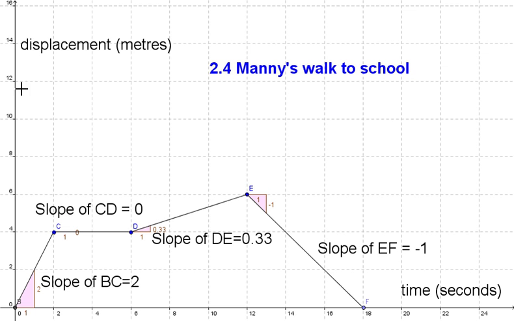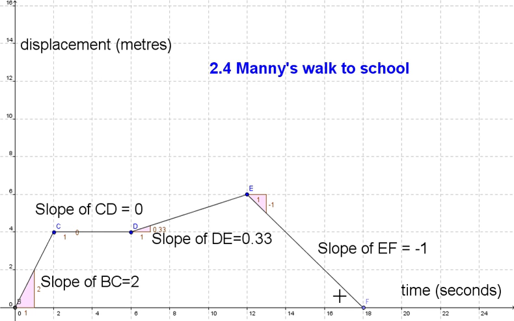So when we look at a displacement time graph and we figure out the slopes of that graph, the slopes tell us something about the speed at which Manny is walking to school. So here, since Manny is stopped, his speed or velocity is 0. Here, Manny's walking at a speed of 2 meters per second. Here, Manny is walking at a speed of 0.33 meters per second. And here, Manny's walking at a speed of -1 meters per second.